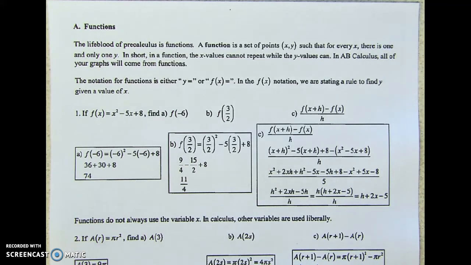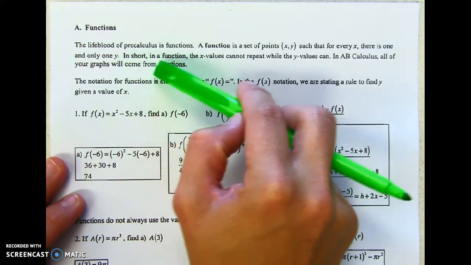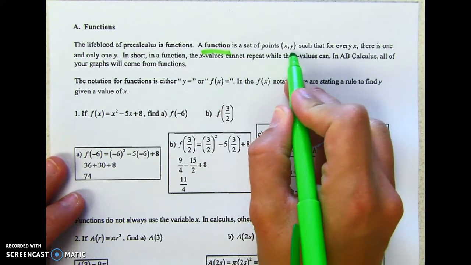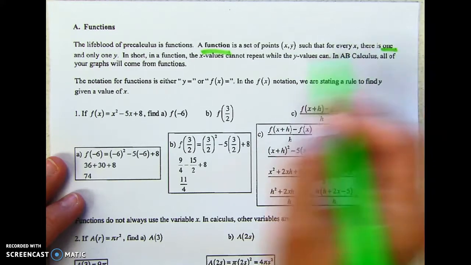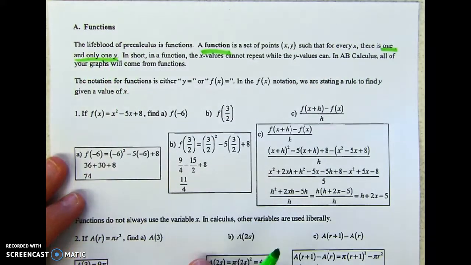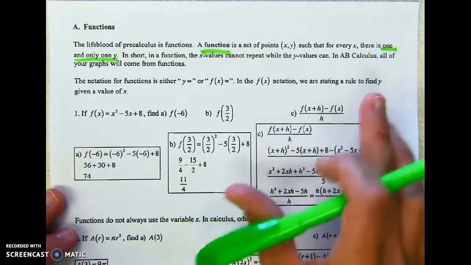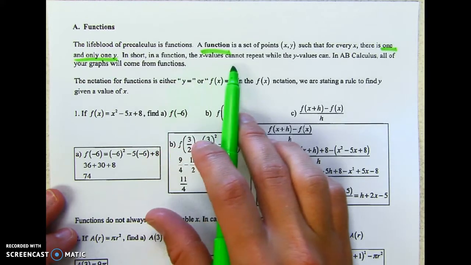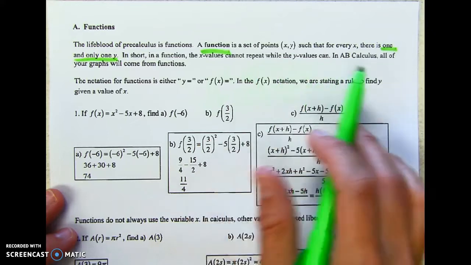So lesson A. Okay, you ready? Functions. Here we go. The lifeblood of pre-calculus is functions. What is a function? It's a set of points, x and y, such that for every x there is one and only one y value. So one x value cannot go to 2 different y values. There's only one y value. In short, in a function, the x values cannot repeat while the y values can.